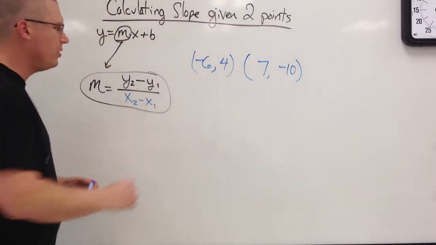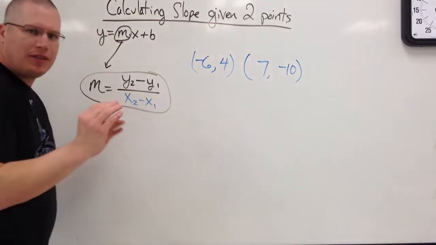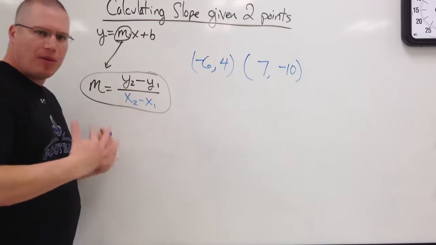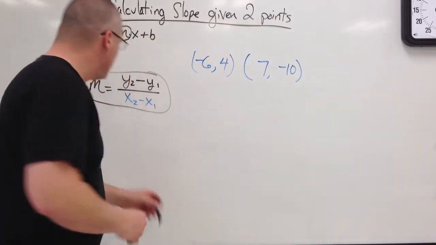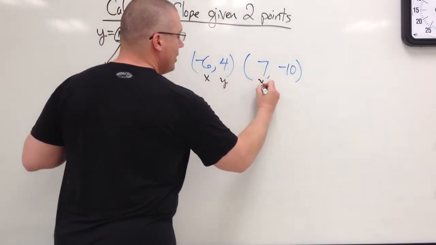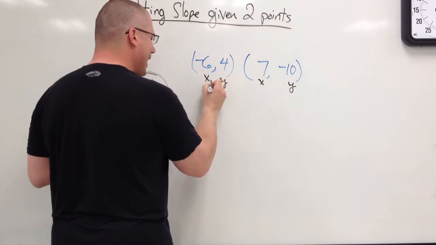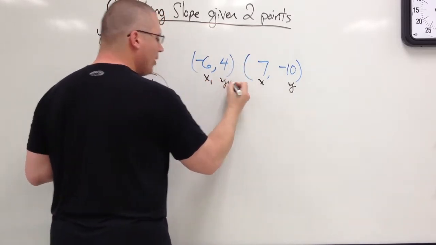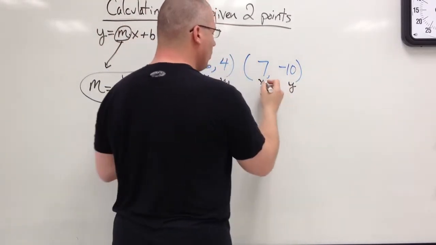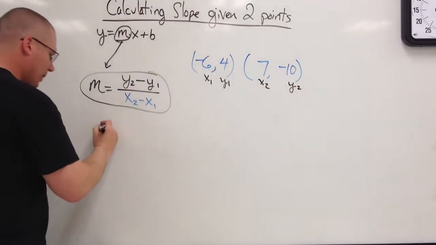Let's take a look at this example. Negative 6, 4, 7, negative 10. You don't have to draw it out. We can just simply get ready to use our formula. I have to label first. Here's an x, here's a y, here's an x, here's a y. This is my first ordered pair, so that's x1. That's y1. Here's my second ordered pair, x2, y2.